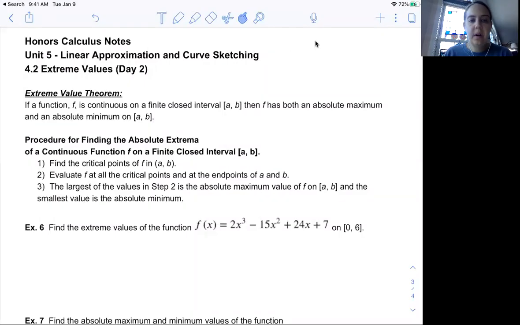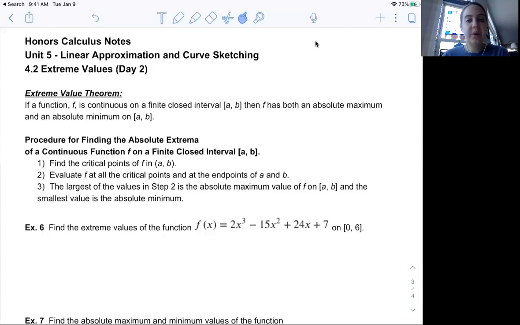Hi guys, today we are looking at extreme values, linear approximation and curve sketching in that unit, Unit 5. Today's the second day of extreme values. Yesterday we talked about maximums and minimums and relative or local maximums and minimums. Today we're going to discuss absolute, which means the highest of the high or the lowest of the low.